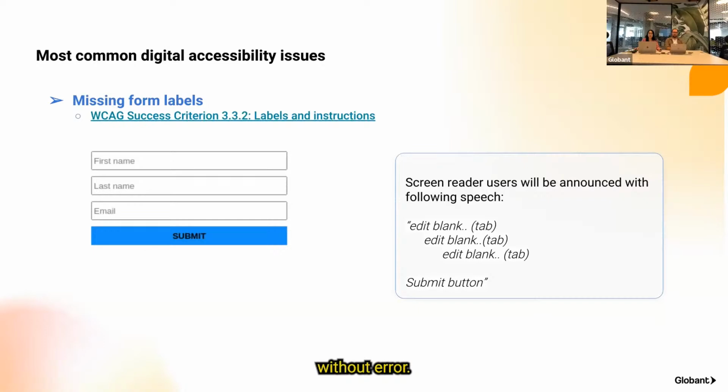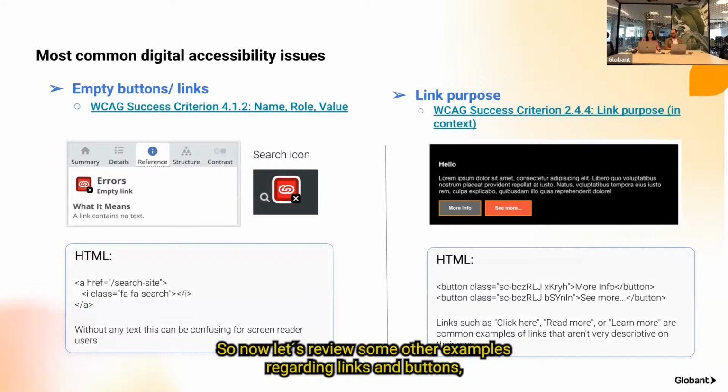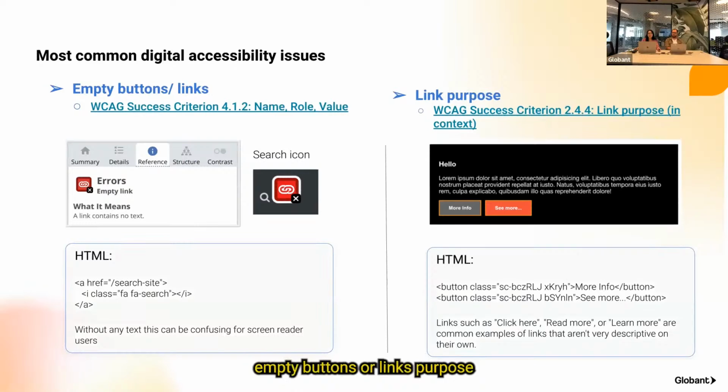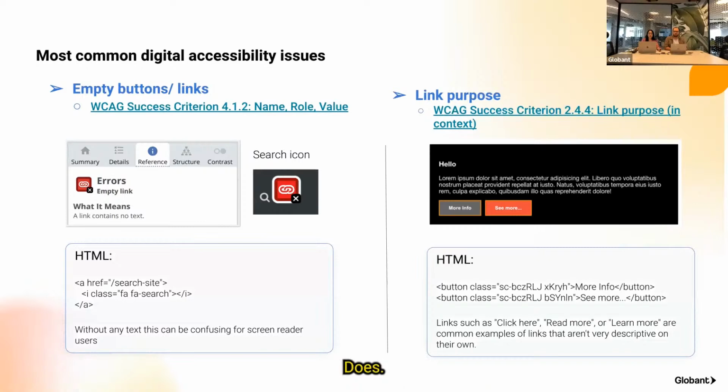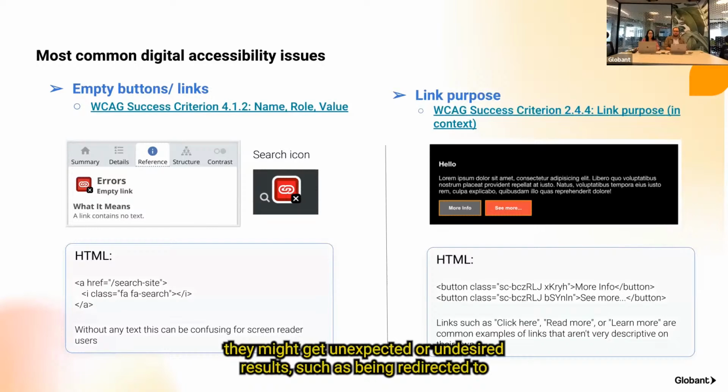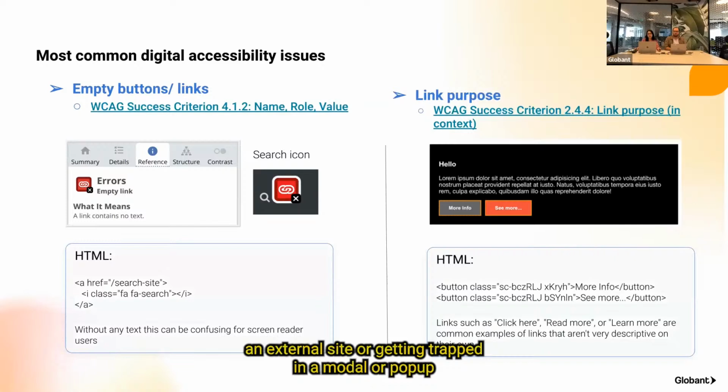Okay, so now let's review some other examples regarding links and buttons, empty buttons and links purpose. Having links and buttons with no visible names describing the functionality will prevent screen reader users from knowing what the button or link does. Users expect particular interactions with links and buttons. If a user doesn't know what a button does, they may get unexpected or undesired results, such as being redirected to an external site or getting trapped in a modal or pop-up.